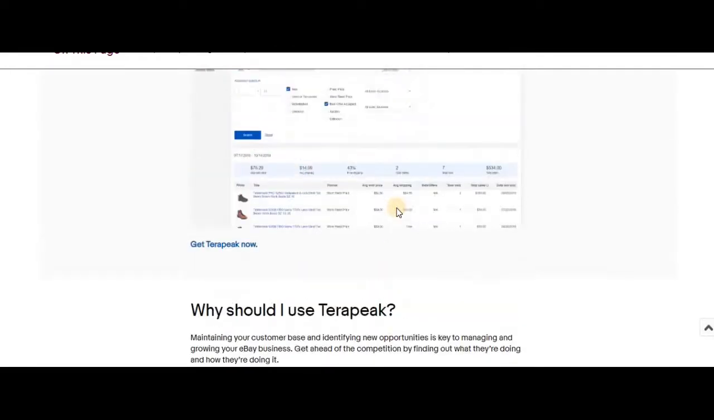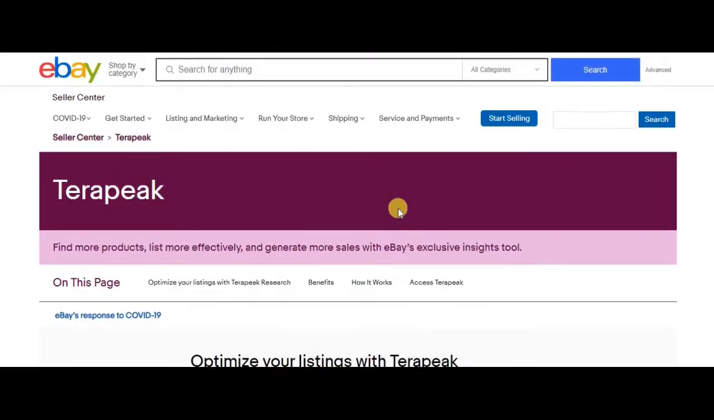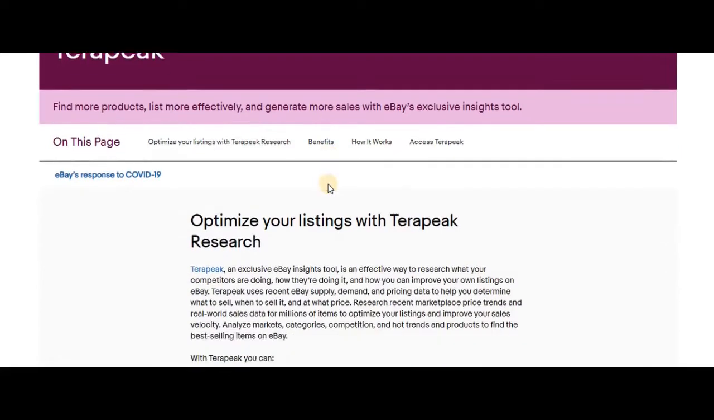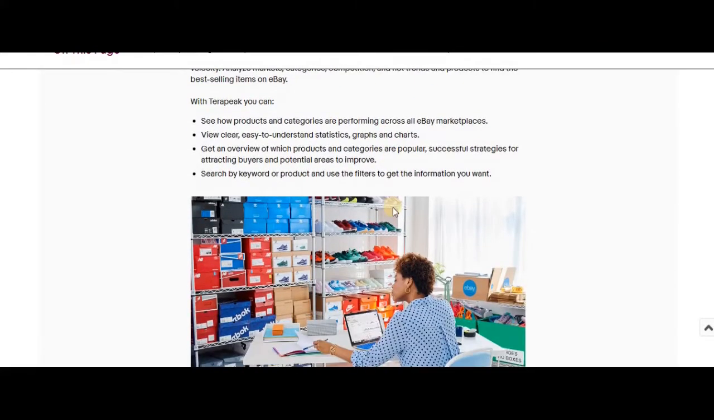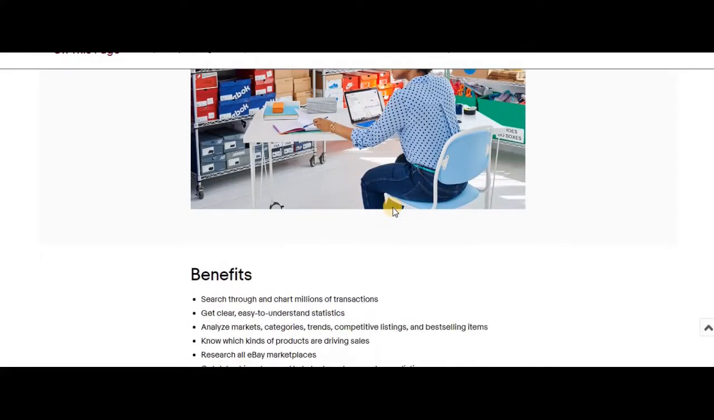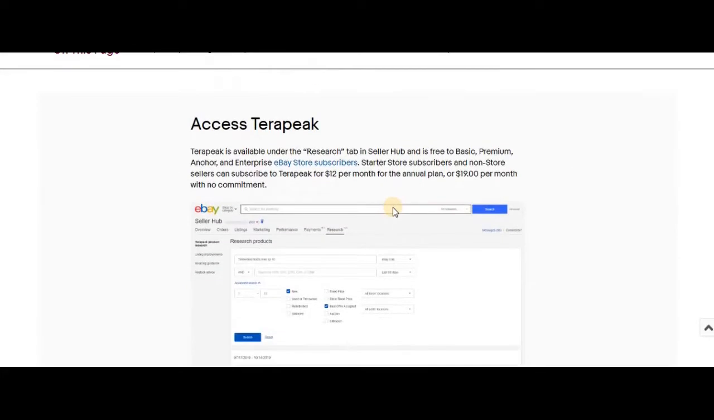Terapeak uses recent eBay supply, demand, and pricing data to help you determine what to sell, when to sell it, and at what price. Terapeak is available under the Research tab in Seller Hub and is free to Basic, Premium, Anchor, and Enterprise eBay Store subscribers. You can also use Terapeak to see how specific products and categories are performing across all eBay marketplaces.